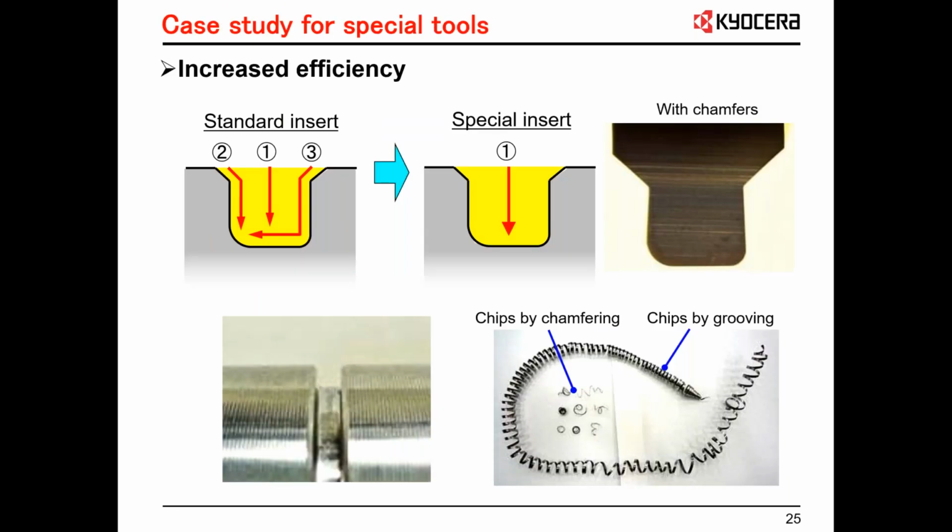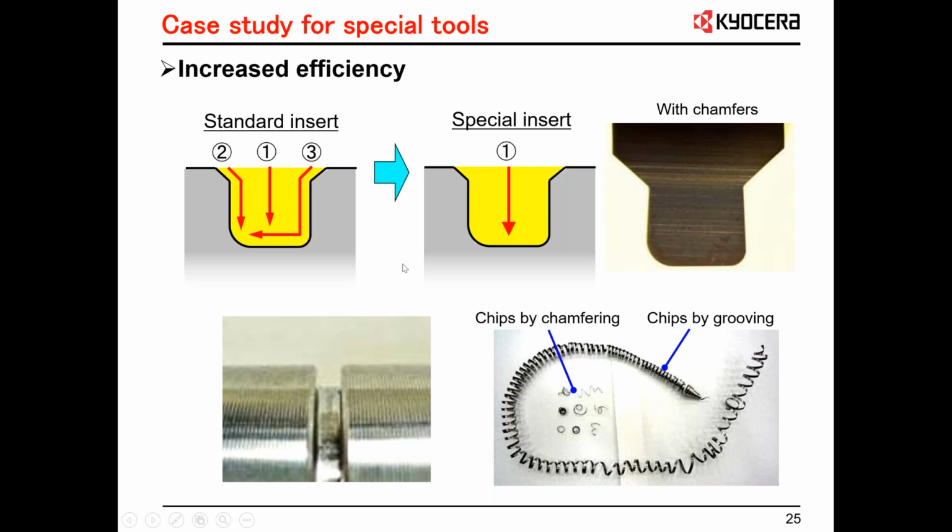So looking at increasing efficiency by going to special tools. With a standard insert, if you had this groove right here, you would have to do a tool pass such as this. You'd have to do 3 passes: initial plunge, then clean up here because we got 2 different radii, and we got the chamfer on the top end. You can see the chips by the grooving side and the chips by the chamfering side.